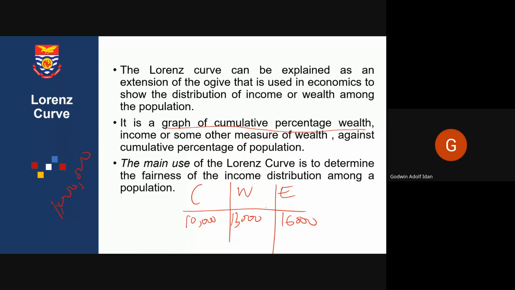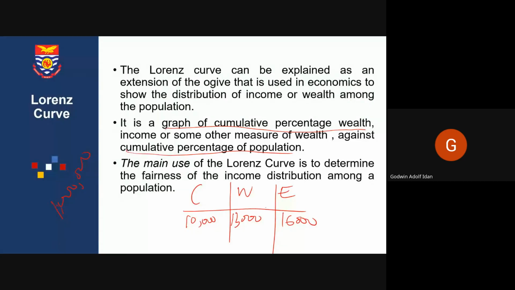Then we are going to plot that one against the cumulative percentage of the population. So for the population also, what is the percentage of 10,000 to the total population? That will help us to know the percentage of the total population that is given to central region. In other words, we now want to convert all the values into percentages. Then by percentage, we can have a fair analysis of how the distribution is done.